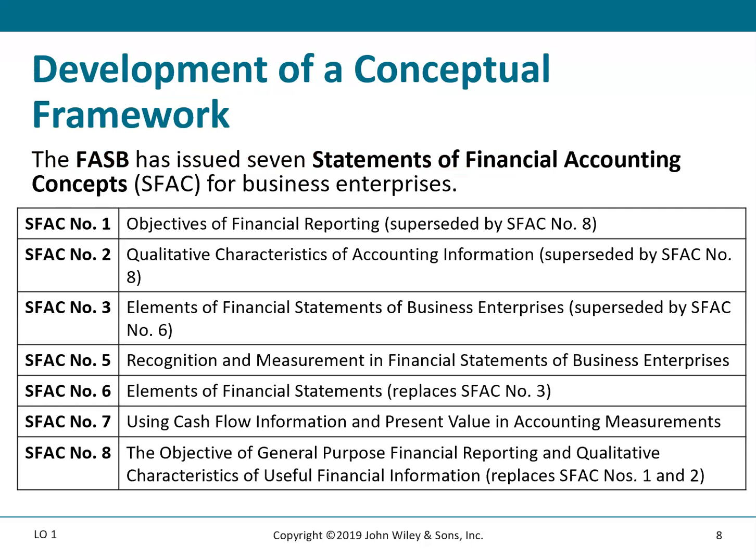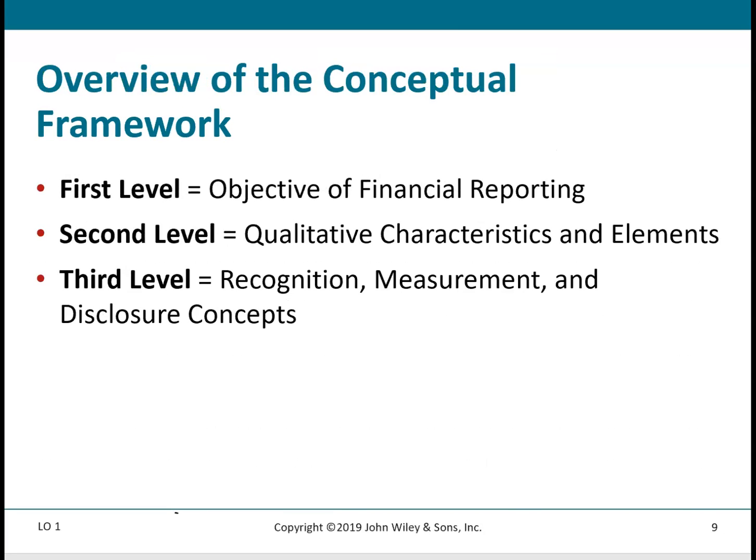Over the years, numerous organizations developed their own conceptual frameworks, but in 1976, FASB began developing a universally accepted framework, and since then, they've issued 7 statements of financial accounting concepts, as you see here. In the first level of the conceptual framework, we have the objectives of financial reporting. In the second level, we have the qualitative characteristics and elements, so there's 2 parts there. In the third level, we have recognition, measurement, and disclosure concepts.